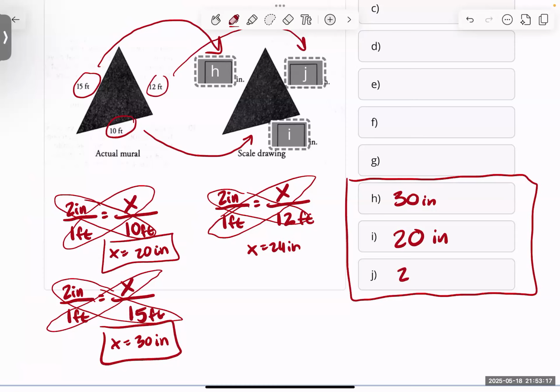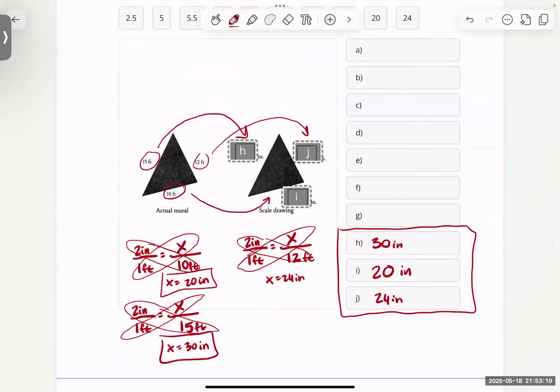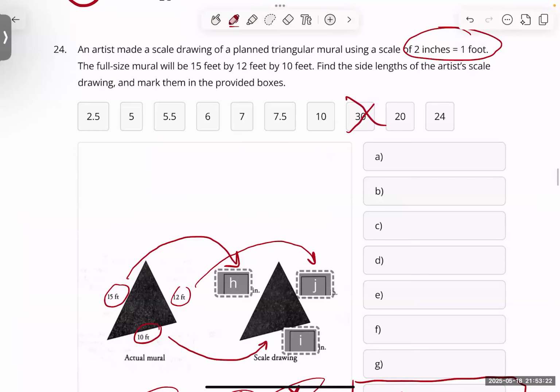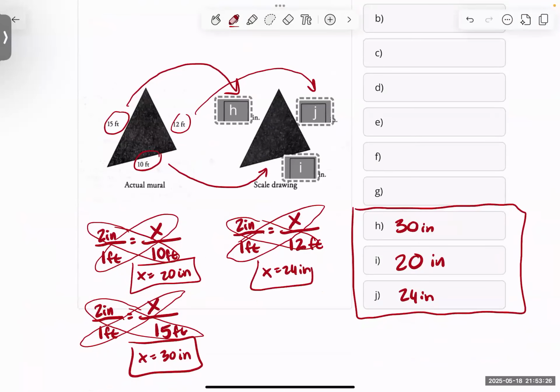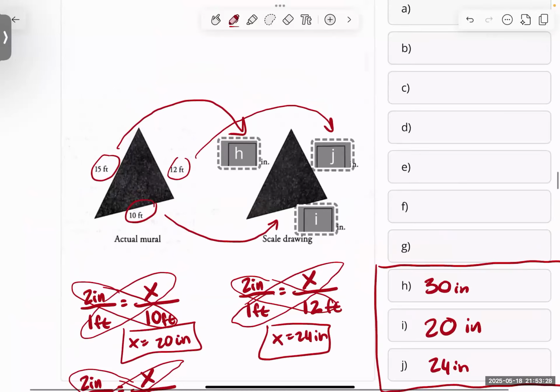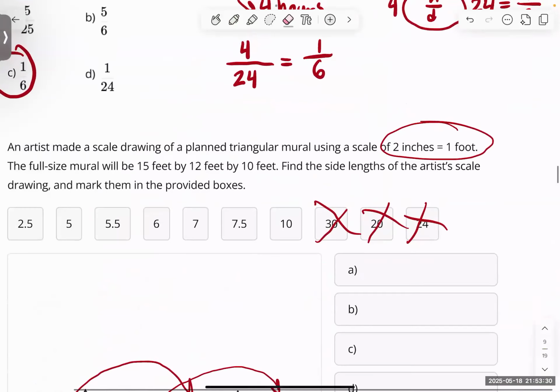Now, that's the last one here. It's J. And look at that. That's these values here. And that's it. You don't have to do this proportion here. You can also recognize that each foot is just 2 inches.